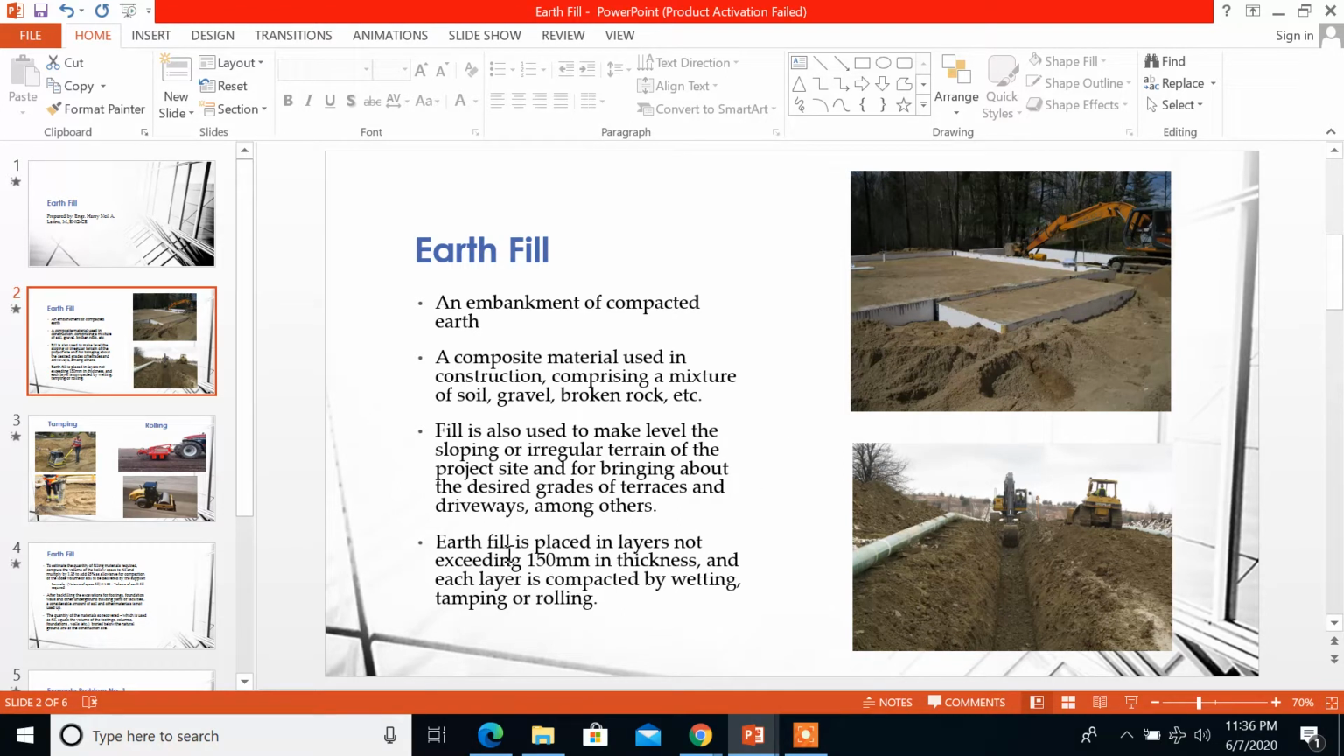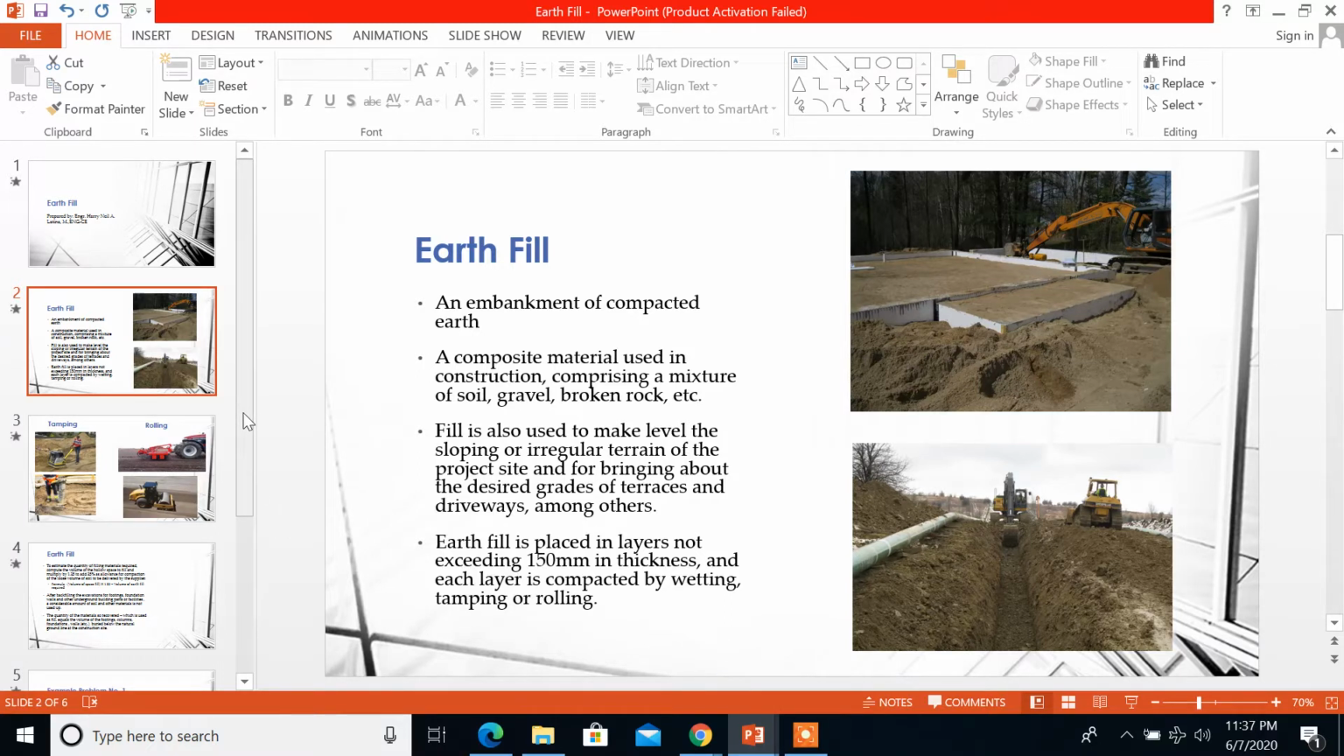Usually earth fill is placed in layers not exceeding 150 mm in thickness and each layer is compacted by wetting, tamping, or rolling. The Tagalog of earth fill, another term for it, is the tambak. So that is what we call tambak.